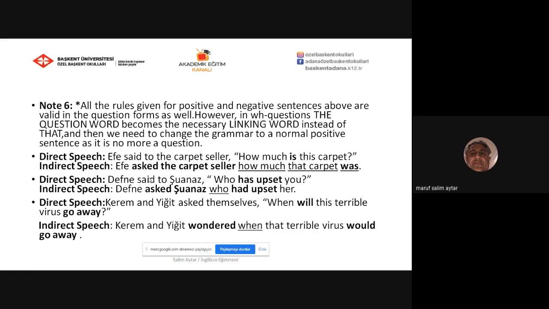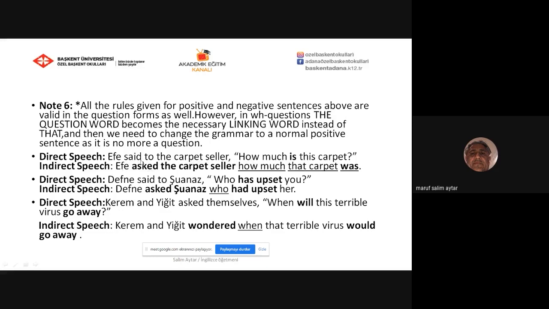I also have to remind you that the rules I gave you a few minutes ago are still valid in reporting questions too. So all the rules given for positive and negative sentences above are valid in the question forms as well. However, in WH questions, the question word becomes the necessary linking word instead of that. And then we need to change the grammar to a normal positive sentence, because it is no more a question.